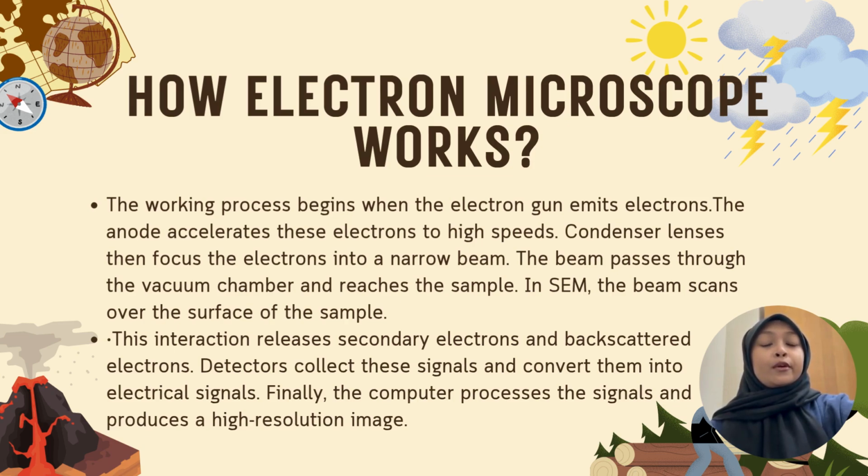In a scanning electron microscope or SEM, the beam scans across the surface of the specimen. As the electrons interact with the sample, different signals are produced, including secondary electrons and backscattered electrons. These signals contain information about the sample's surface features and composition. The detector collects these signals and converts them into electrical signals. Finally, a computer processes the data and generates a high-resolution image that can be analyzed by researchers. This process allows the electron microscope to reveal microscopic details that cannot be observed using a conventional optical microscope.